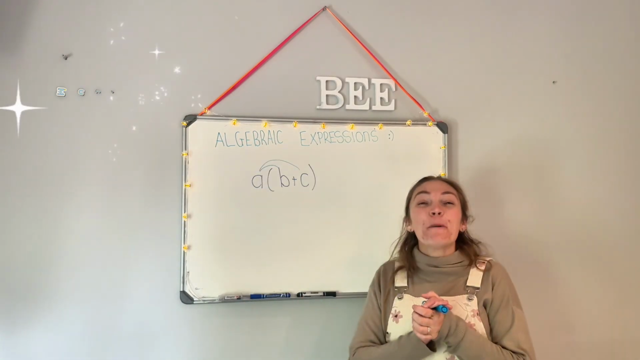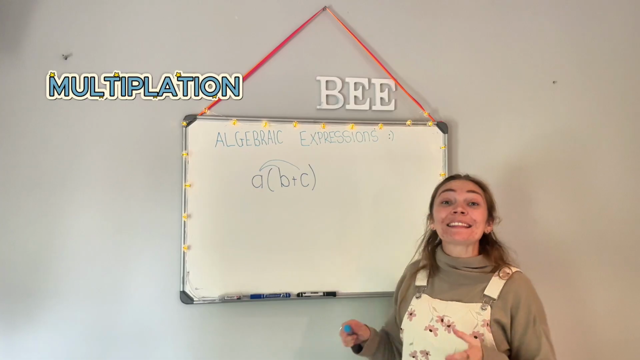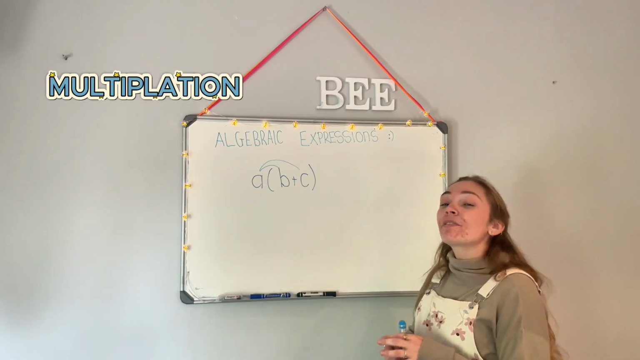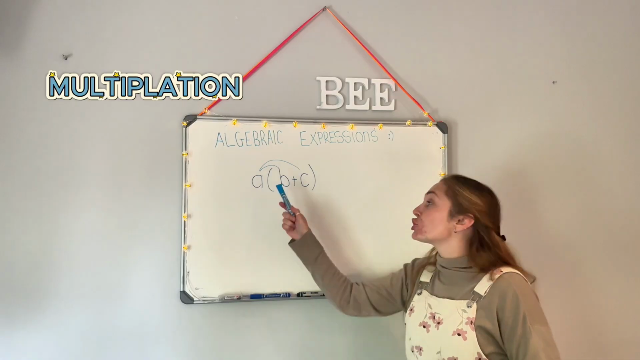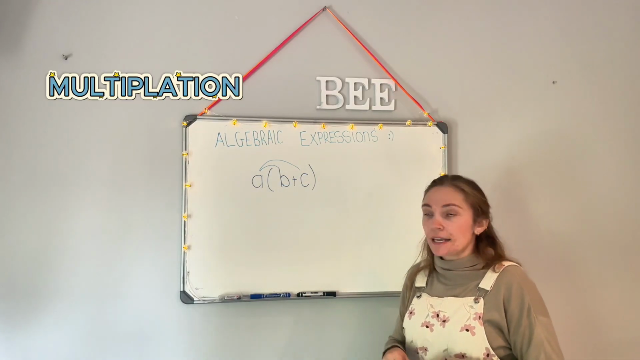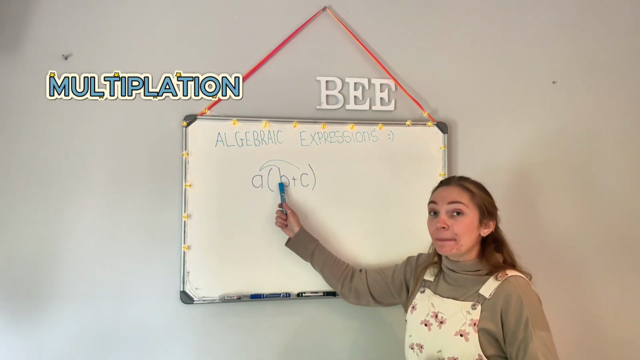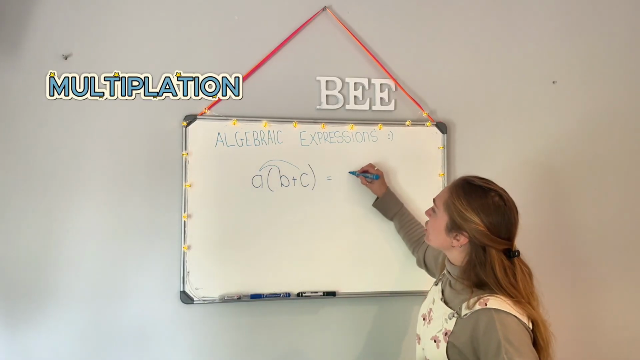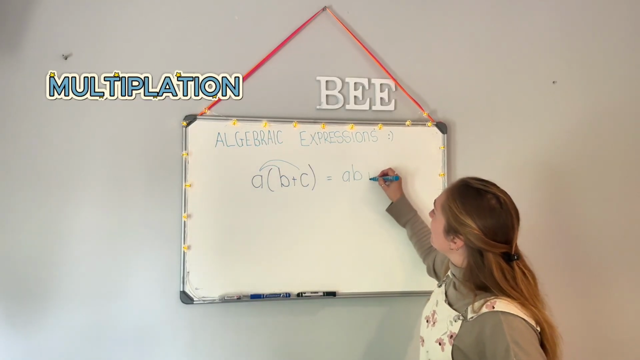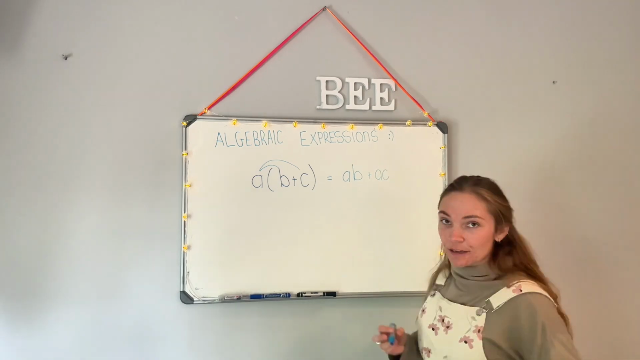Now for multiplication of algebra using the distributive law. What this just says is that the variable on the outside is distributed to everyone inside the brackets, meaning that A is multiplying by B and A is multiplying by C. So we should get this answer, AB plus AC.